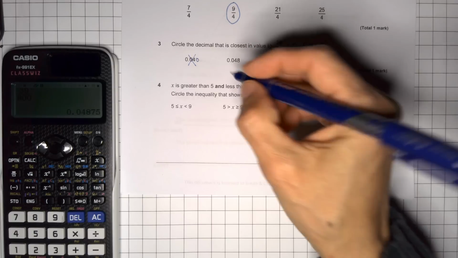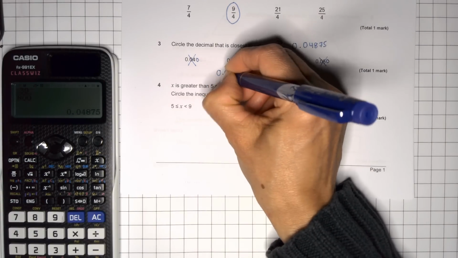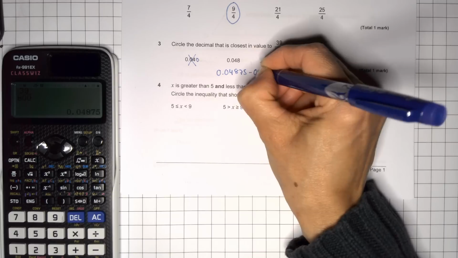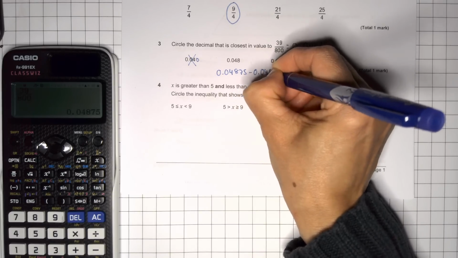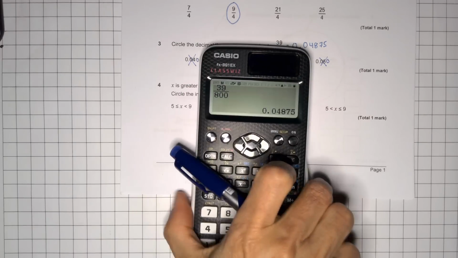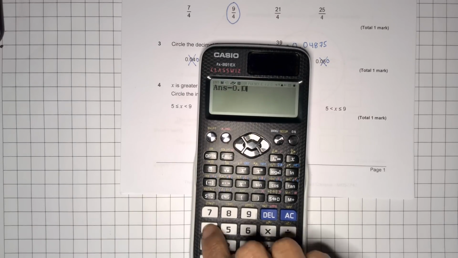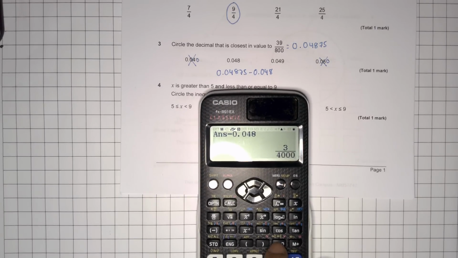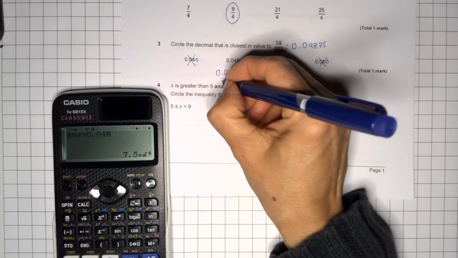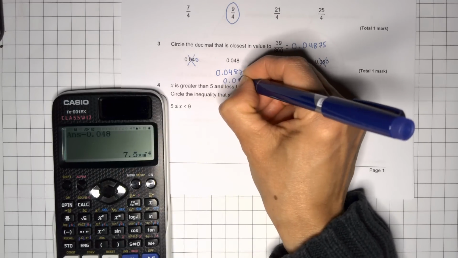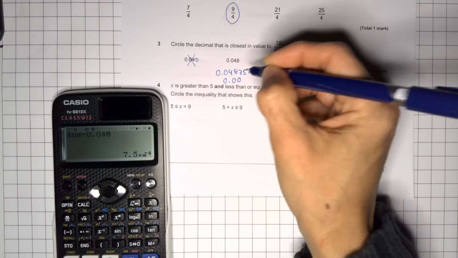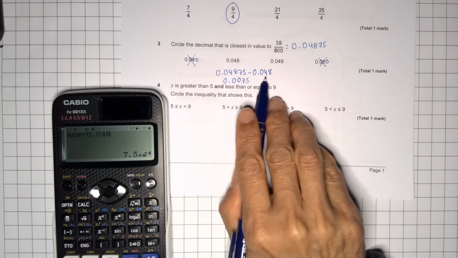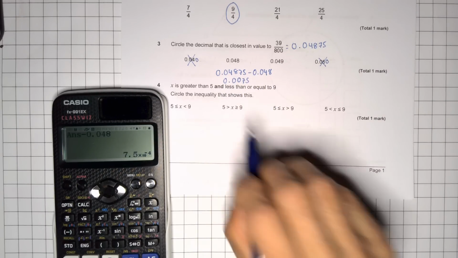Okay, so we're going to have 0.04875 take away 0.048 for that first one, and when you do that, that answer comes out to 0.00075. Well, you can actually see what's going to come out, can't you? Because that 48 is taken away from that 48, so we're left with that 75 there. Okay, so that's the answer for that one.